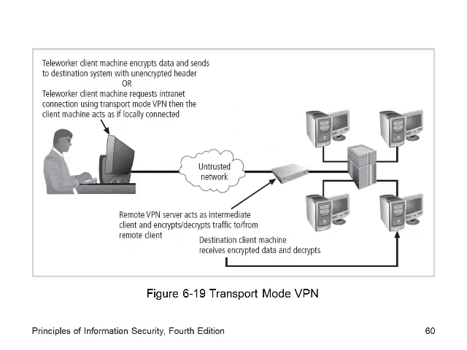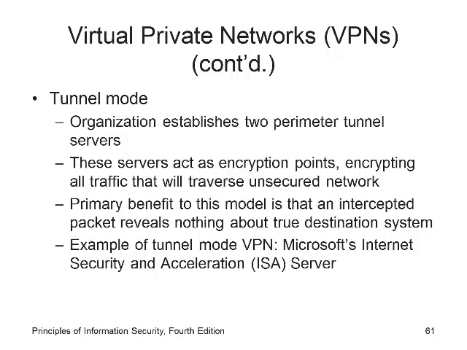Okay? Then tunnel mode. With tunnel mode, we have a connection between A and B, and it encapsulates or encrypts everything. So the organization establishes 2 perimeter tunnel servers. These servers act as encryption points, encrypting all traffic between them. The benefit of the model is that encrypted packets reveal nothing about the destination. I don't have a clue what's going on. Other than it's going from A to B, I can't see how much data. I can't see anything. Okay?